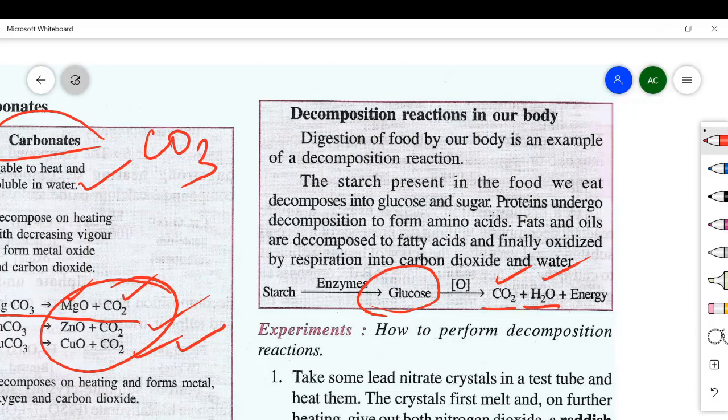The starch present in the food we eat decomposes into glucose and sugar. Proteins undergo decomposition to form amino acids. Fat and oil decompose to form fatty acids. This you are already studying in biology. Okay.